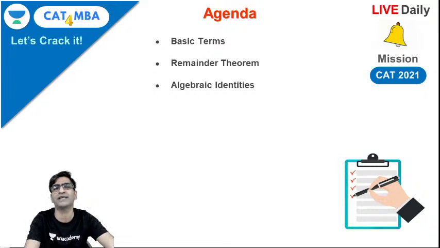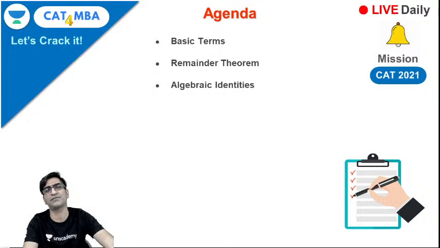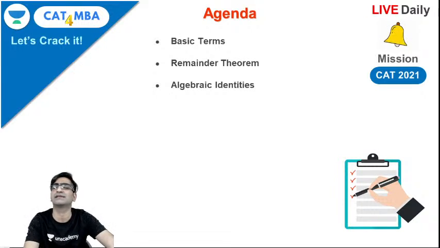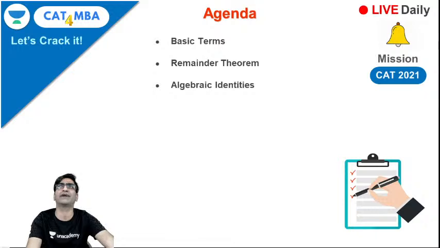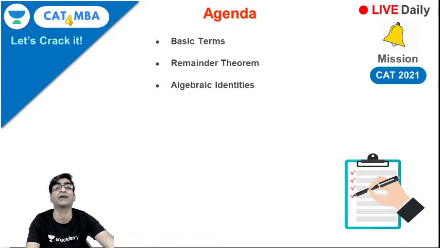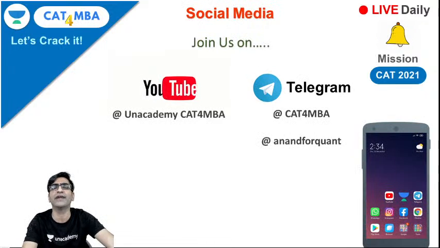Here's the agenda for today's session. Since this is the first session on algebra, I'll set up some context. I'll talk about the basic terms, the basics of algebra in a sense. But I'll then move on to the remainder theorem, which is our crux for today's main topic. And finally, we'll deal with solving polynomials and expressions by using algebraic identities, right? So those three modules we'll learn today.